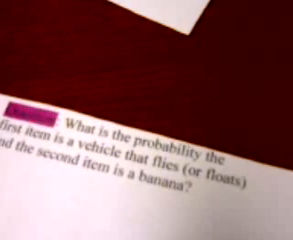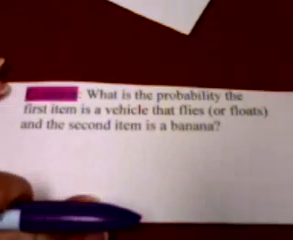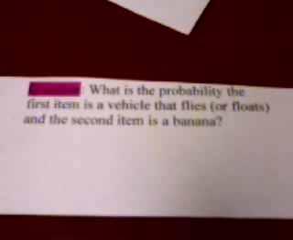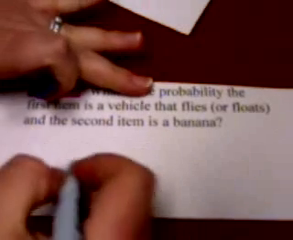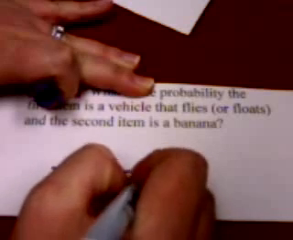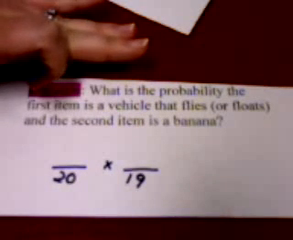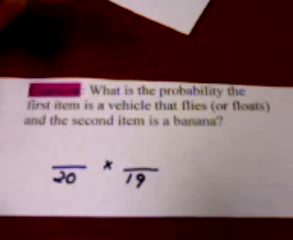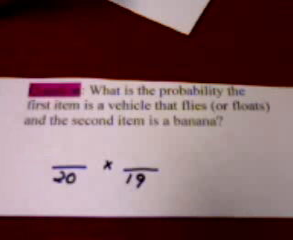And then finally, to wrap up this lesson, the last question we looked at: what is the probability the first item is a vehicle that flies or floats and the second item is a banana? Still going off the idea of without replacement. Okay, so our denominators still decrease, but again, we're picking from 2 different categories, so the numerators are going to stay the same as we had in the first example.